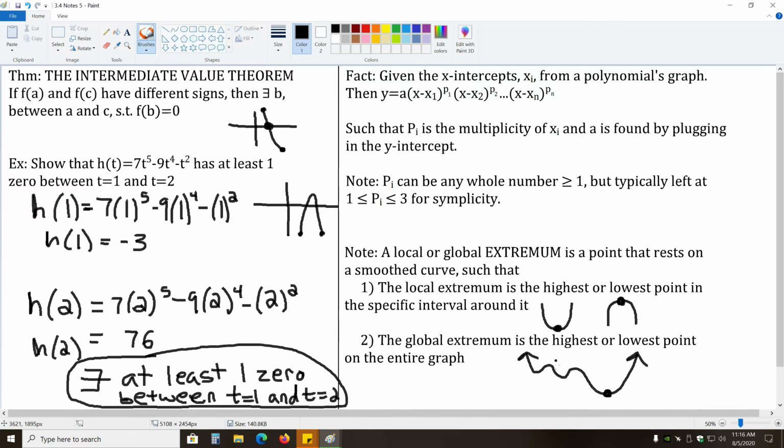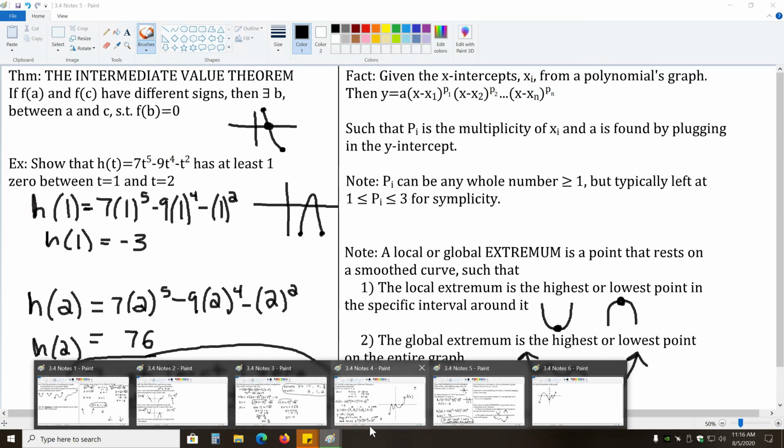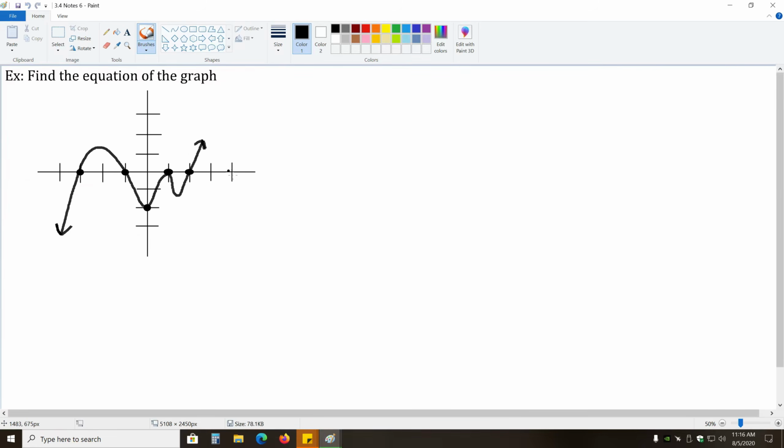There isn't a global maximum because the graph continues upward forever, so there will never be a highest point on a smoothed curve. Okay, so this is just something to be aware of. With that in mind, let's go ahead and go to this example. We want to find the equation of the graph given below.